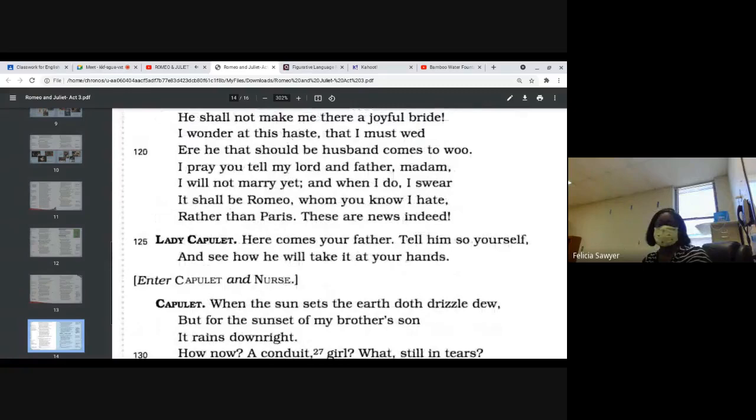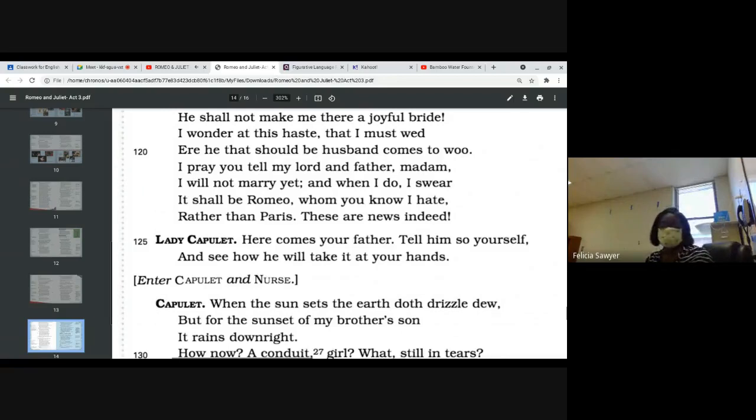I wonder at this haste, that I must wed ere he that should be husband comes to woo. I pray you tell my lord and father, madam, I will not marry yet, and when I do, I swear it shall be Romeo, whom you know I hate, rather than Paris. These are news indeed. Here comes your father. Tell him so yourself, and see how he will take it at your hands.